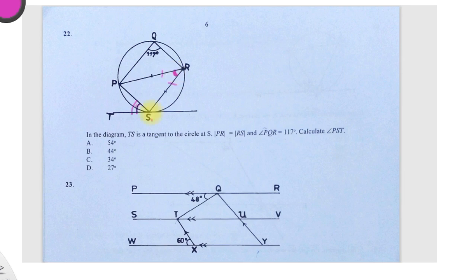The same way, this chord SR is meeting the tangent and making this angle. So this angle is equal to the angle in the triangle formed by the same chord in the opposite segment, which is this. So this angle is also equal to this angle, okay? And this angle is equal to this angle. So how do we find this? If you're able to get this angle, then you can get the angle PST.